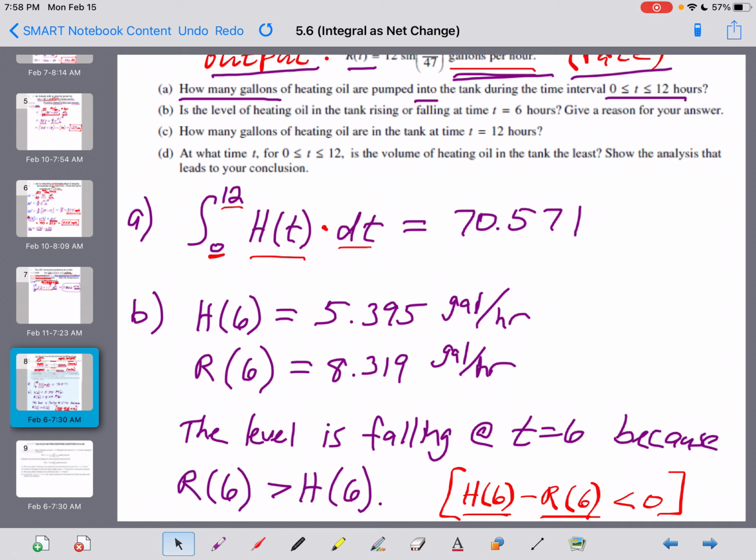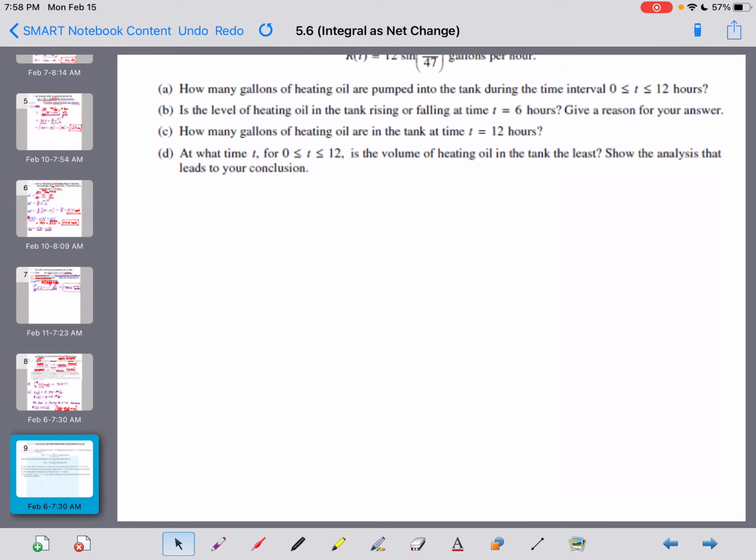Okay, I'm going to go to this next slide, but it's the exact same problem, guys. I just wanted to give myself room to talk about parts C and D. All right, so let's see what's going on at C here. This is kind of the important question right here out of all four of them. This is just really getting down to it. How many gallons of oil are in the heating tank at 12 hours?